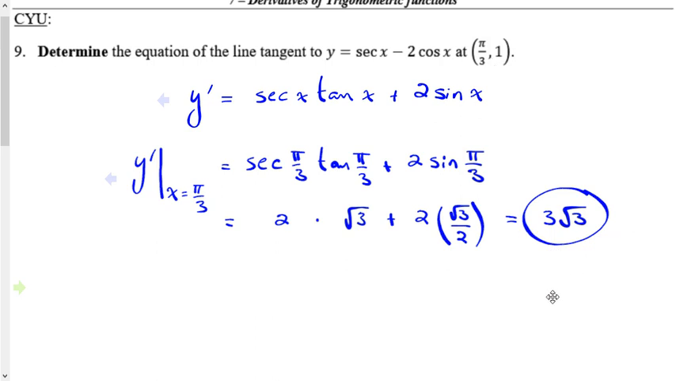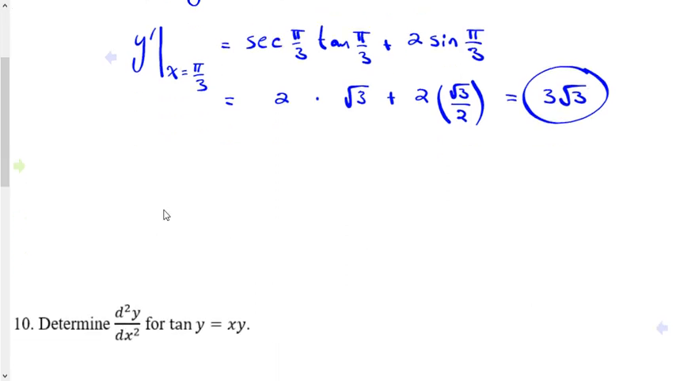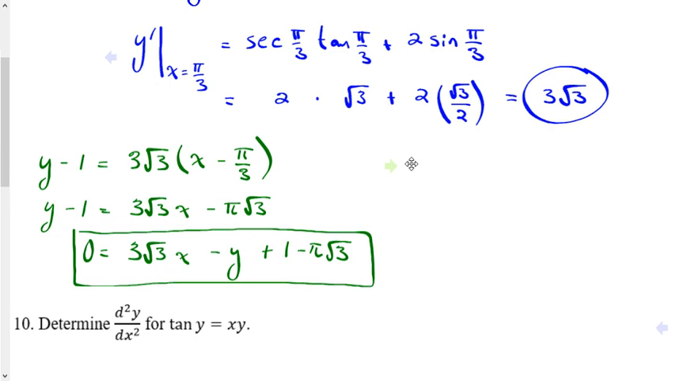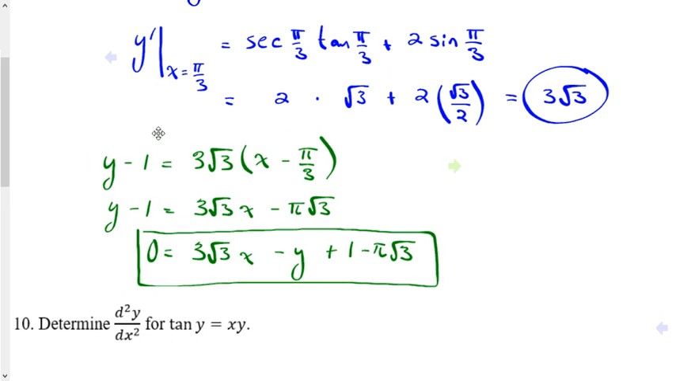We have a slope, we have a point, we can use the slope point equation of a line, plugging in the y value, the x value, and our slope is m here, and then I rearranged it into general form.